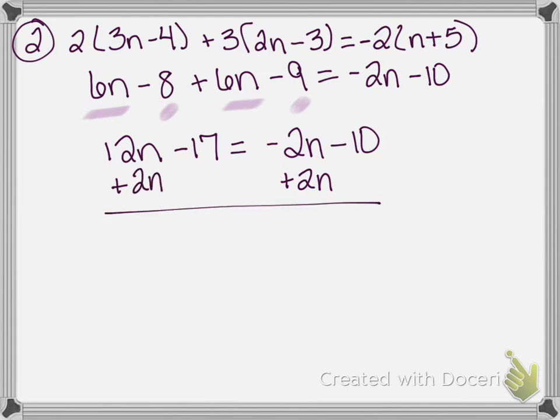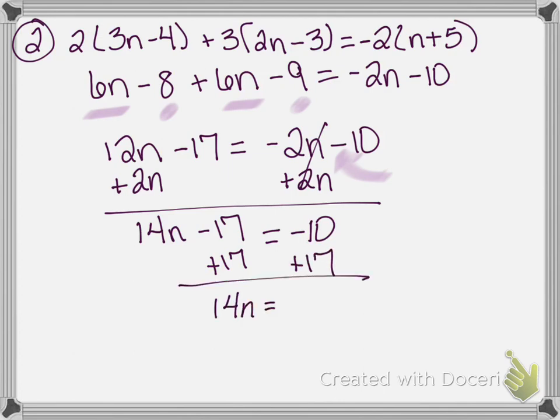Negative 2n and positive 2n are gone. Over here I have 14n minus 17. Okay, now on the right-hand side, sometimes students lose that negative. Dropping negatives is a big problem, so be sure you're conscious of that and you're not dropping the negatives. So this is negative 10. My next step is to add 17 to both sides.